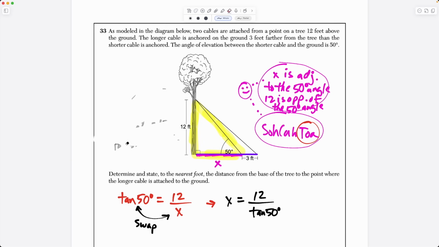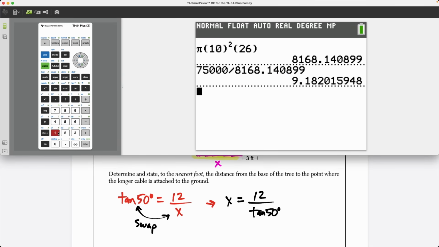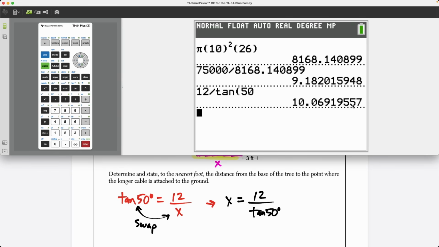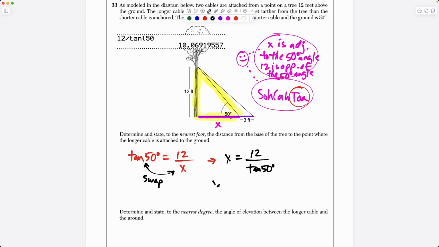So now from this point on, I'm just going to type this in the calculator. So we're doing 12 divided by tangent of 50 degrees. And that's going to give us this value here. So I'll just write out a few digits after the decimal. So we have x equals 10 point, then we have 0.69. And then I could say here, I'll just write the rest out, 19557.